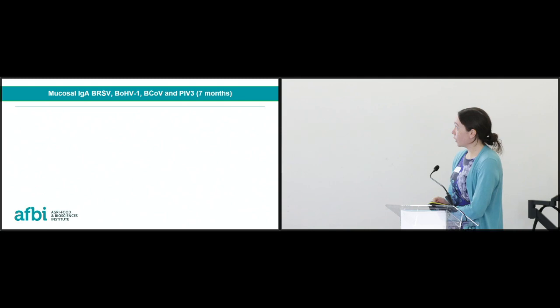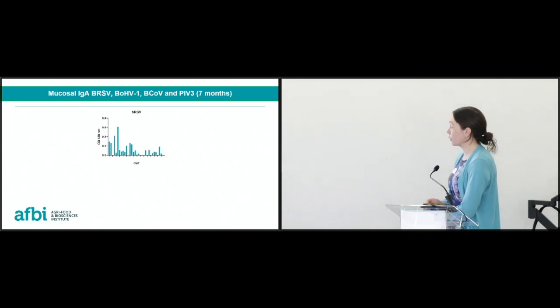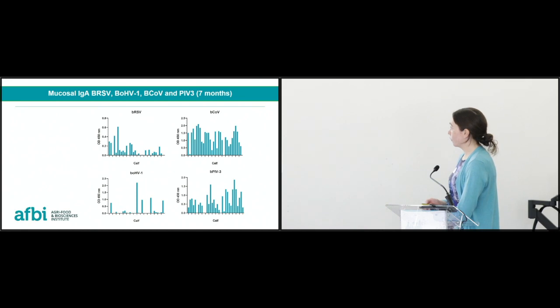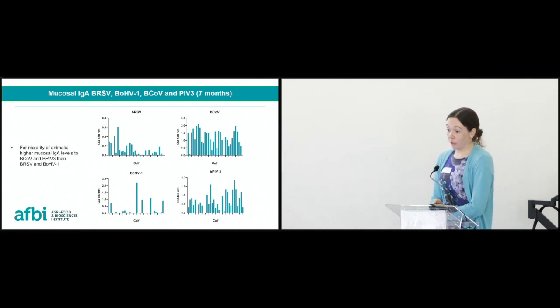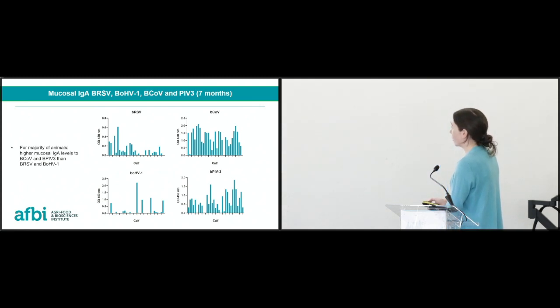For mucosal IgA antibodies, this was only looked at the 7-month time point. This was the only time point that we took nasal mucus samples. Again, we looked at our 4 viruses of interest, and for the majority of animals, it seems that there's higher IgA present for bovine coronavirus and bovine parainfluenza virus than for RSV and herpes virus.